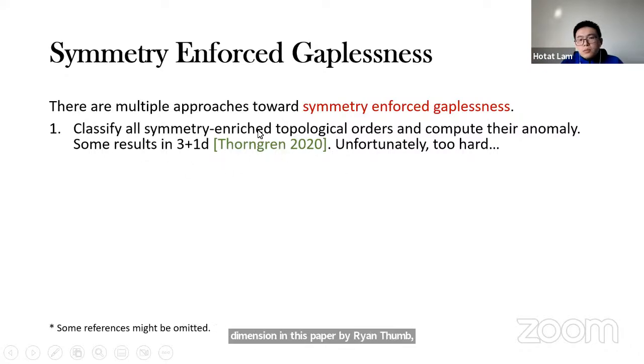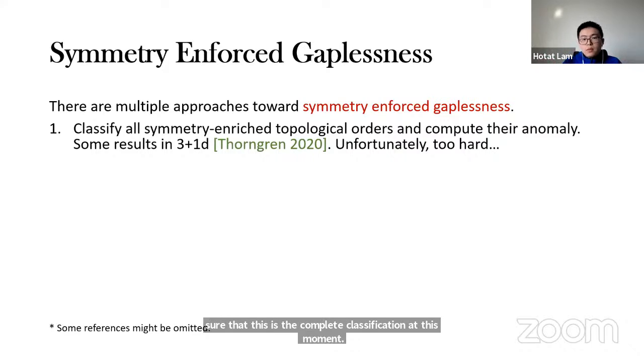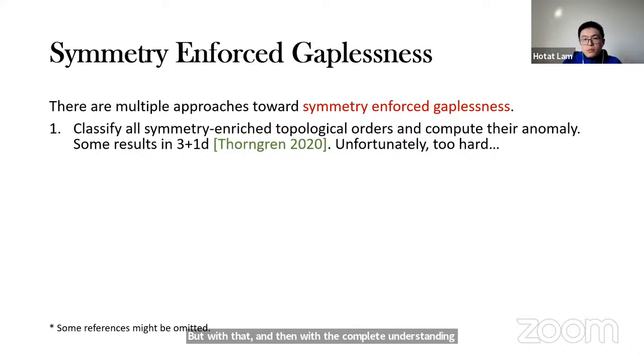And this is because in 3+1D, there was a proposed classification of topological orders. It's not 100% sure that this is the complete classification at this moment, but with that, and with a complete understanding of symmetry enrichments, then one might be able to derive some kind of symmetry-enforced gaplessness in this case. So at least what one can do is construct a large class of topological orders, and then we can convince ourselves that these topological orders don't realize the anomalies, for example. So this is one approach. It's a very hard approach.